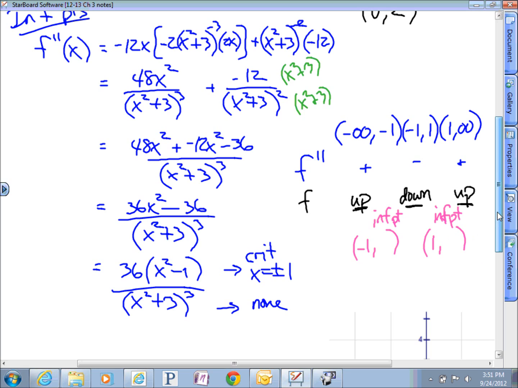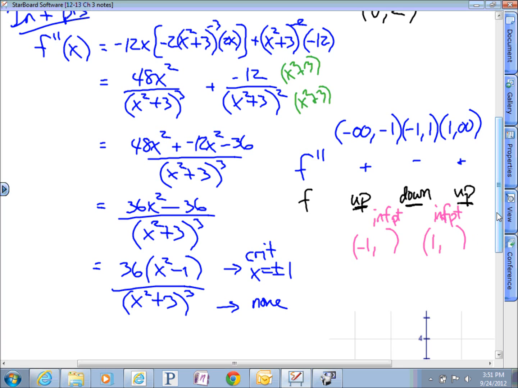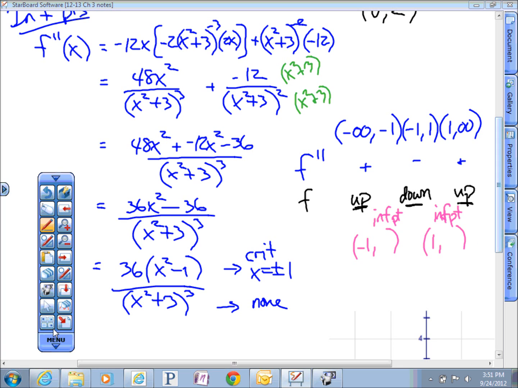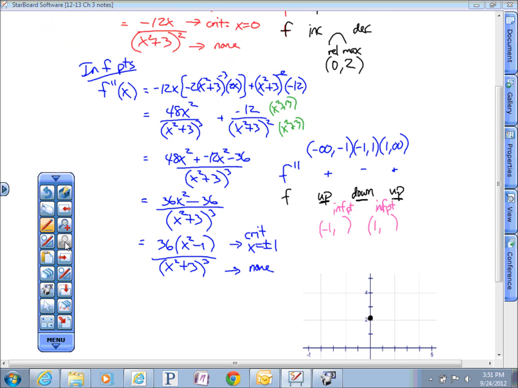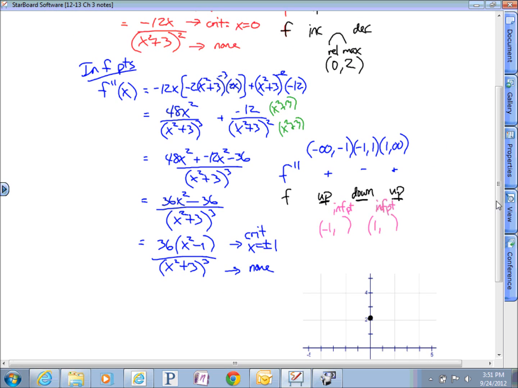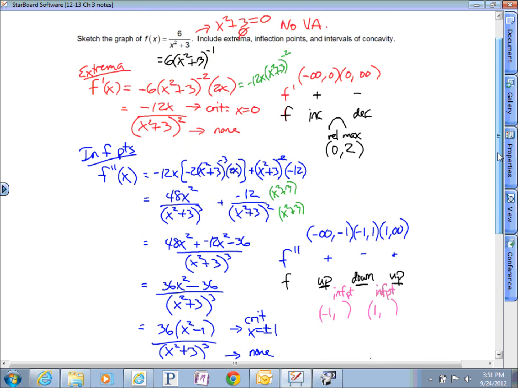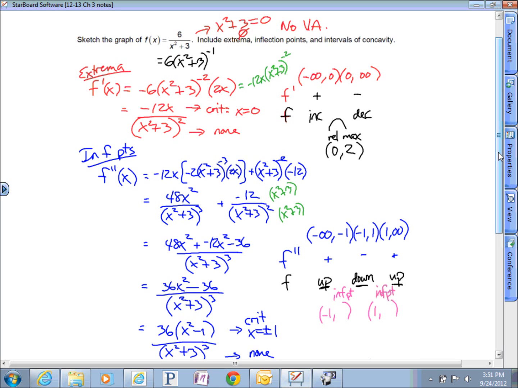We go back to our original function, and I'm going to take this thing now, and I'm going to make this a little bit smaller so we can kind of see the whole page as we're trying to create this thing. So if I scroll it up and I look at my original function, 6 over x squared plus 3, if I plug negative 1 in, I'm going to get 6 over 4, or 3 halves for my y value. If I plug positive 1 in, I'll get the exact same result. So there's another 3 halves.